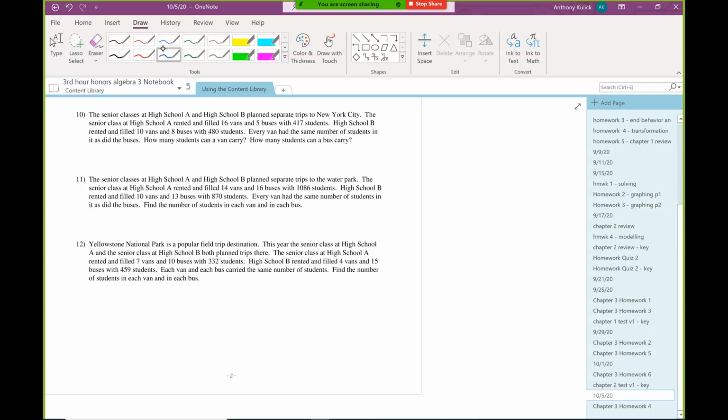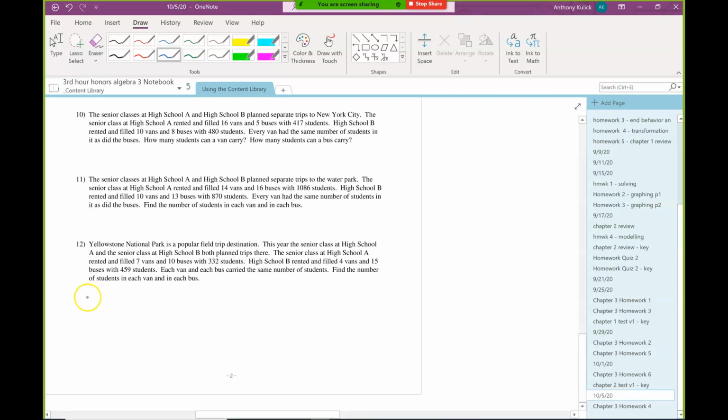It says Yellowstone National Park is a popular field trip destination. This year's senior class at High School A and senior class at High School B, these are originally named high schools, I'll tell you what, both planned trips there. The senior class at A rented and filled 7 vans and 10 buses with 32 students. High School B rented and filled 4 vans and 15 buses with 59 students. Each van and each bus carried the same number of students. Find the number of students in each van and in each bus.